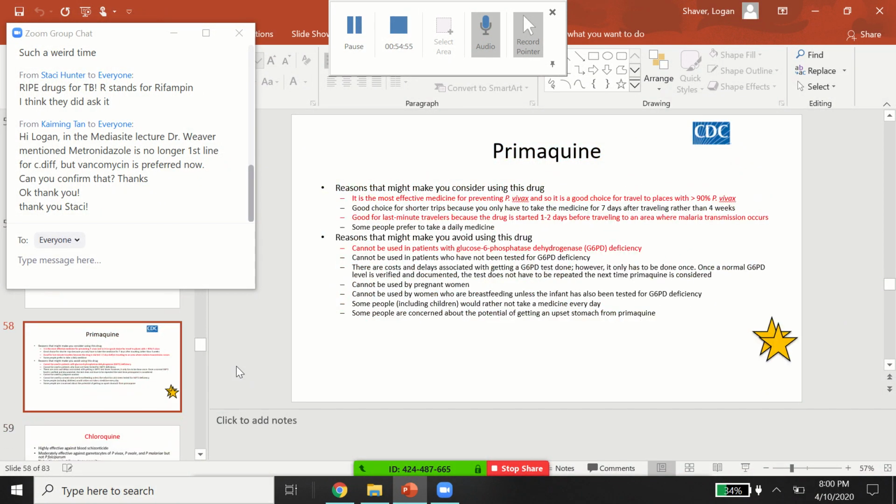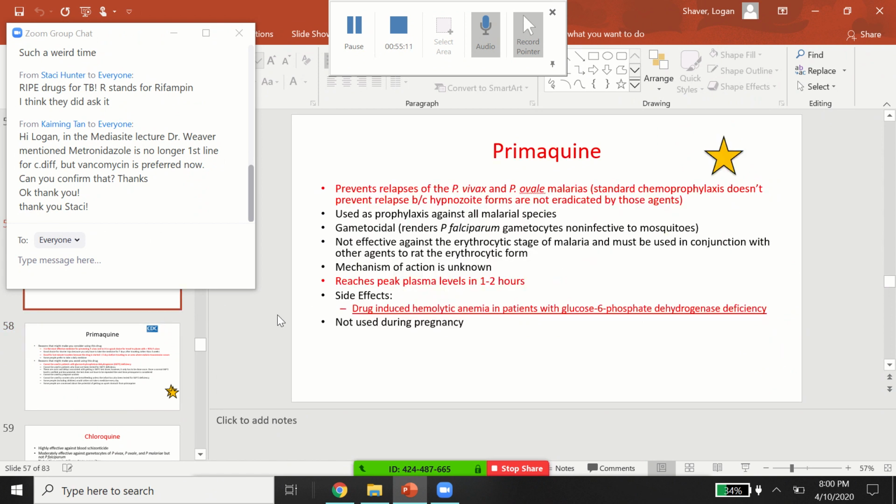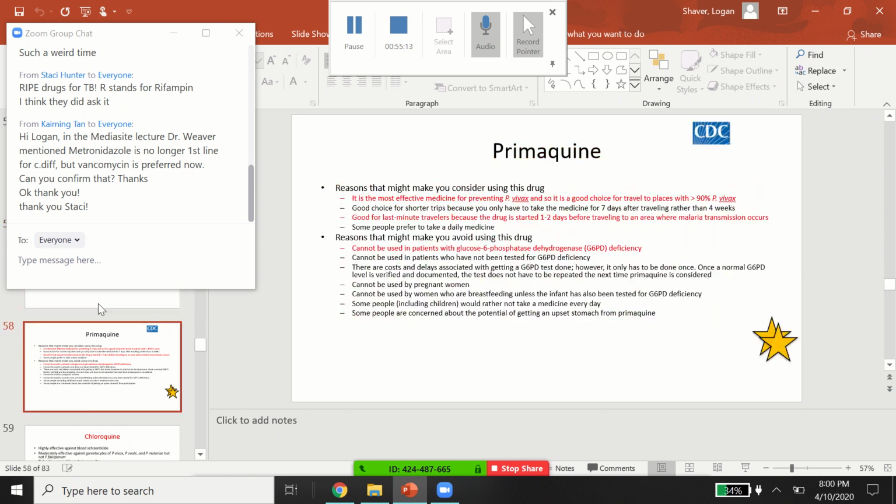All right, primaquine. So now we're going to get on to more the kind of people you would give this drug to. So it's the most effective medicine for preventing P. vivax. We already mentioned P. vivax and ovale, but I guess it's specifically a little bit stronger against vivax. And so if it gives you a question with the person having P. vivax, then you need to be thinking about primaquine.